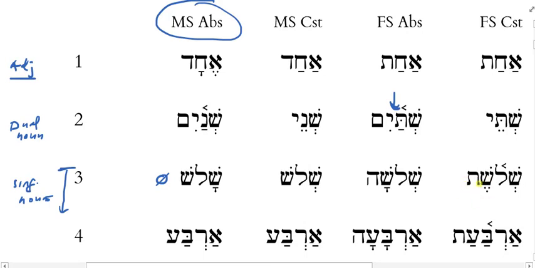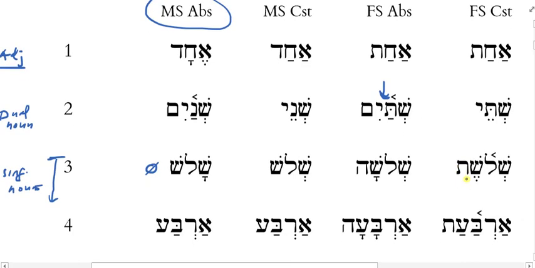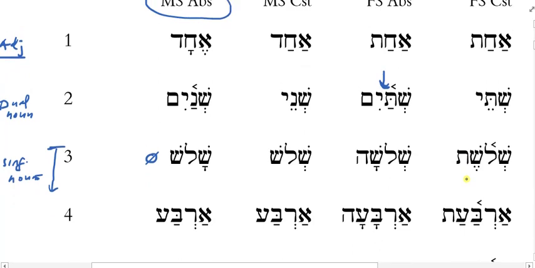In the feminine form, the kamatse could become pathak tav, but sometimes feminine singular forms can go to segol tav as well for their construct. We saw that with isha, wife or woman, which became eshet. It adopted a segolate pattern, and it has the segol tav, right? The wife of Moses is not Ishat Moshe, but Eshet Moshe. Eshet Moshe.